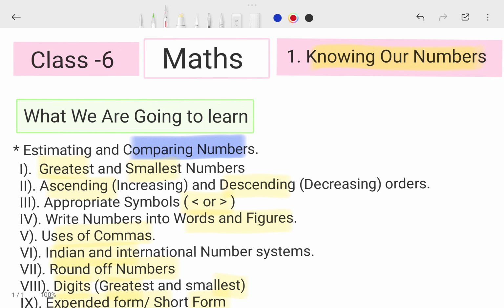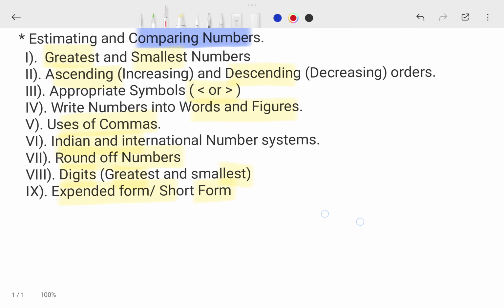In this chapter we are just going to know about numbers only. Like what is the greatest number, what is the smallest, how ascending numbers work, how we use symbols, what is a comma, what is the Indian number system, etc. These are the things we are going to learn in this chapter. I hope you will understand. So let's start this chapter with the greatest and smallest number.